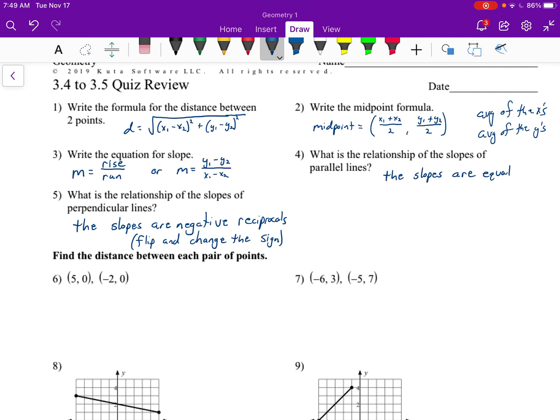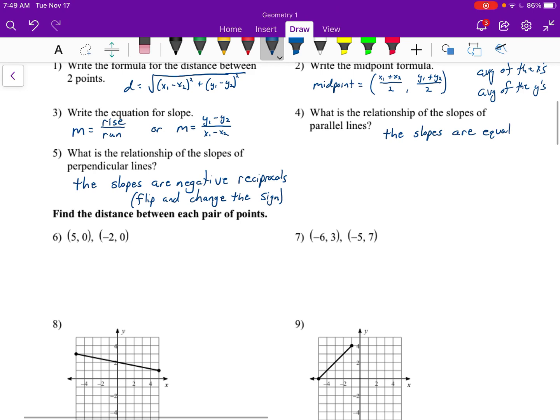The relationship between parallel lines, the slopes are equal, and perpendicular, the slopes are negative reciprocals, or we also talked about how you flip and change the sign. That means flip the fraction, change the sign. If it was negative, make it positive, and if it was positive, make it negative. Let's go ahead and jump into a couple of these questions here.